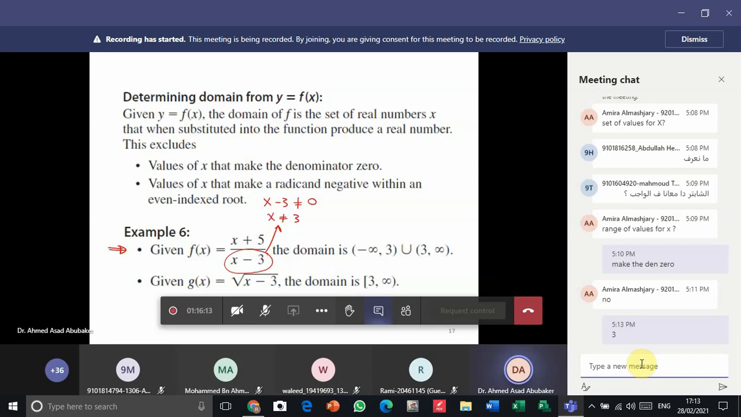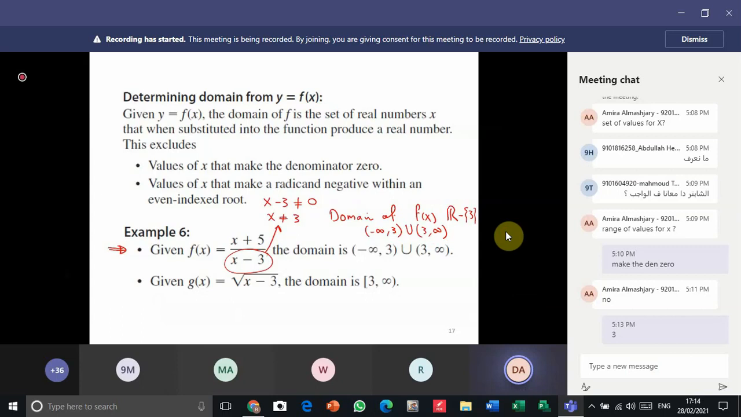So we can substitute any value in the domain of f of x. We can put any value in R, but we must remove the value of 3. Or we can write it as an interval from minus infinity to 3, open at 3, union from 3 to infinity, like this. This is the domain if we have denominators. If we have denominators, the denominators must be not equal 0.